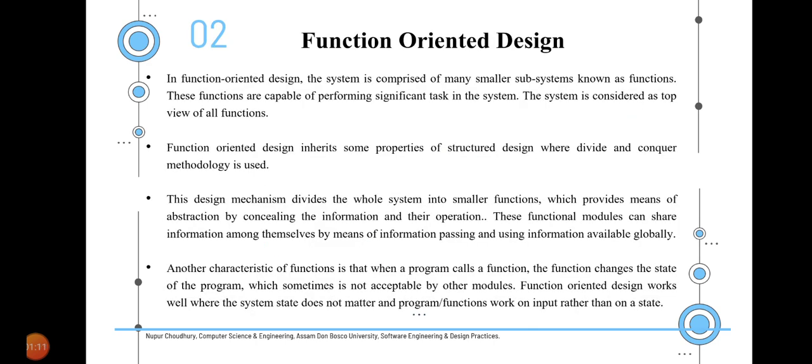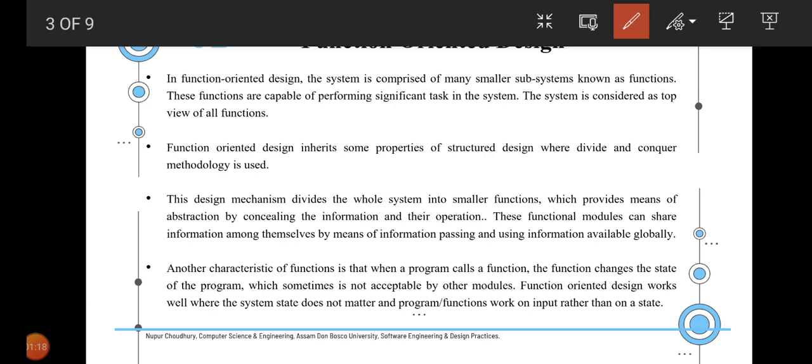So let us first discuss the function oriented design. The system is comprised of many smaller systems known as functions. These functions are capable of performing significant tasks in the system, and the system is considered as the top view of all functions. So we can also consider this as a black box view of the function, where we will get an overall idea of all the functions which are involved in that particular system.